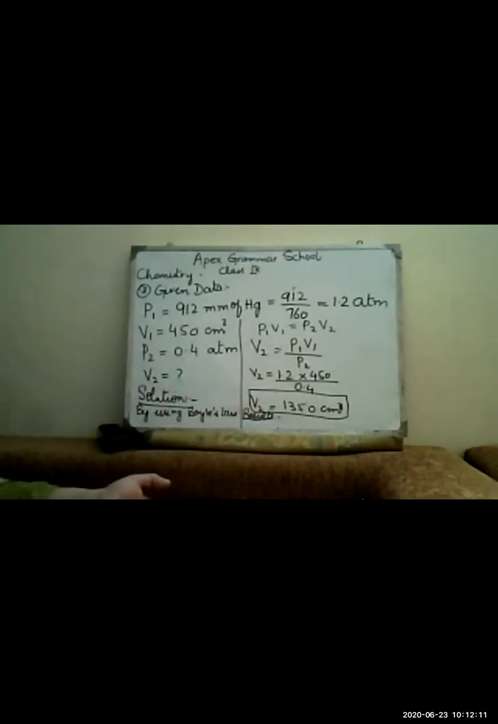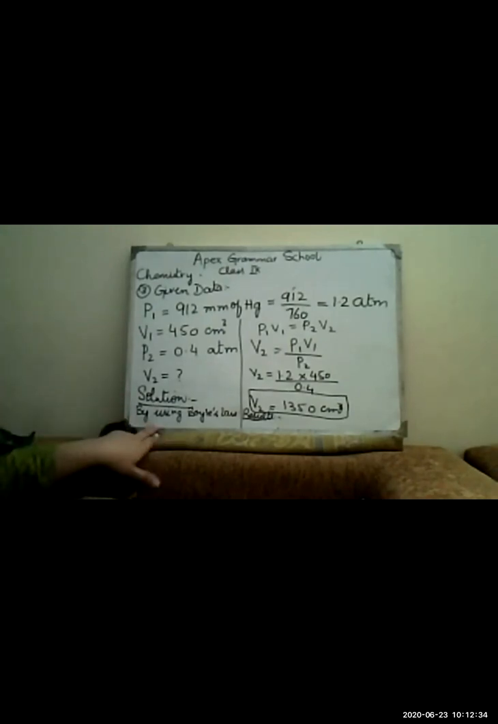This is a way how to attempt the numerical in your exams. First, you have to write down the given data, then you have to write down each and everything that is provided in the numerical. Then you have to go towards the solution. First, you have to write down what you are going to apply. Like if you are going to apply Boyle's law, Charles law, whatever you are going to apply, you have to mention it.